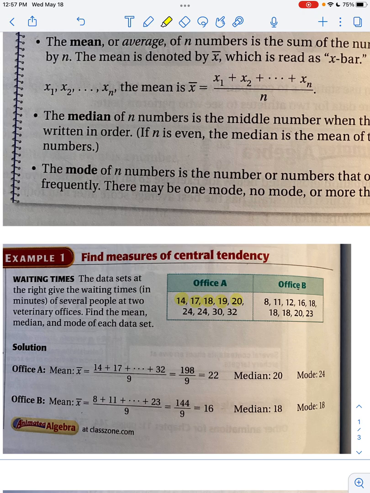Whereas if we look at the second office, the mean wait time is less, the median wait time is less, and the mode, which is the most common wait time, is also less. We're going to use this data for a few examples.